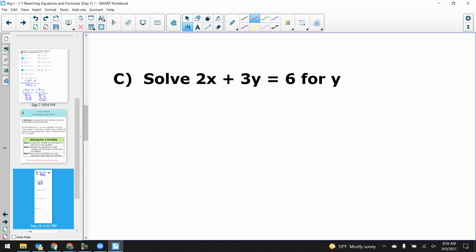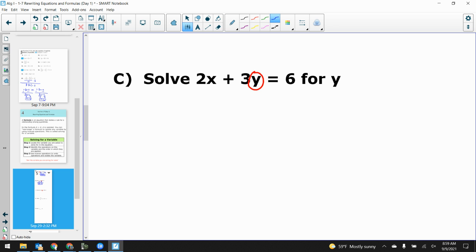So first step, locate the variable you're trying to solve for. This is a weird one because I've got two operations being done to y. What's being done to y? I see two things happening to y. What's being done to y? Sid? 2x is being added and it's also being multiplied. Good. 2x is being added and it's also getting multiplied by 3.